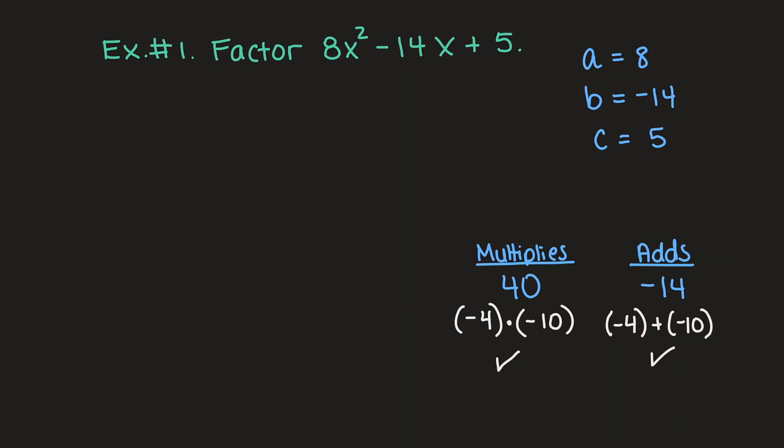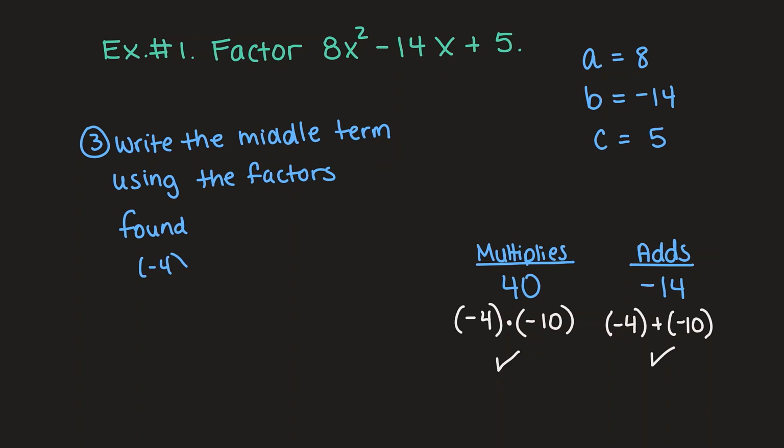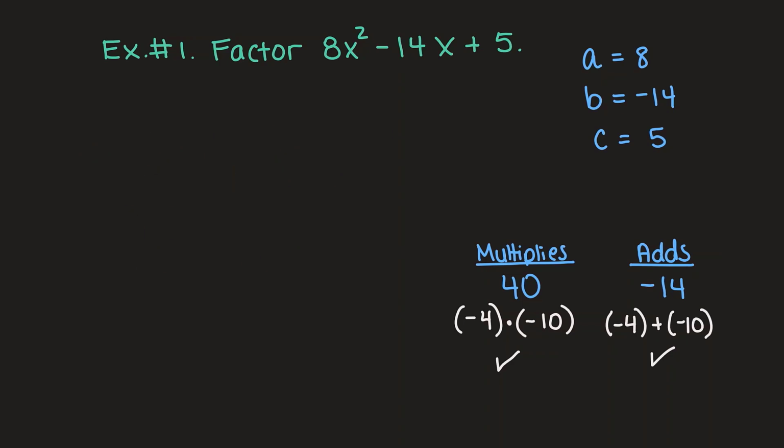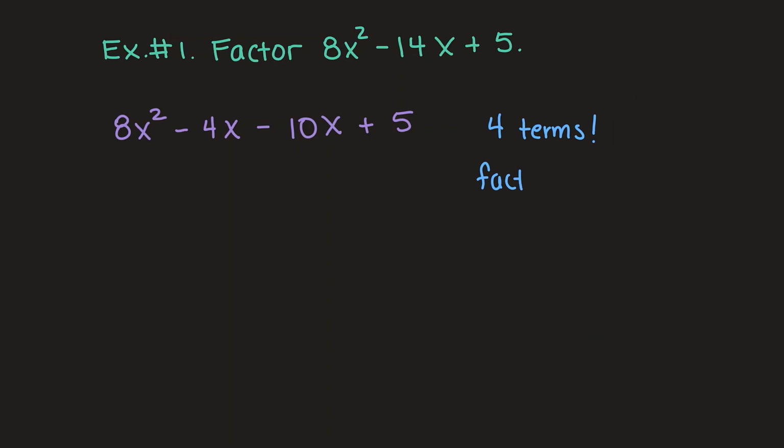We have now found the two numbers we need to use to break up the middle term, negative 14x. So we write negative 14x using the factors found, negative 4 and negative 10. So we can rewrite this trinomial as 8x squared minus 4x minus 10x plus 5. Now we have four terms, and we can now factor by grouping.